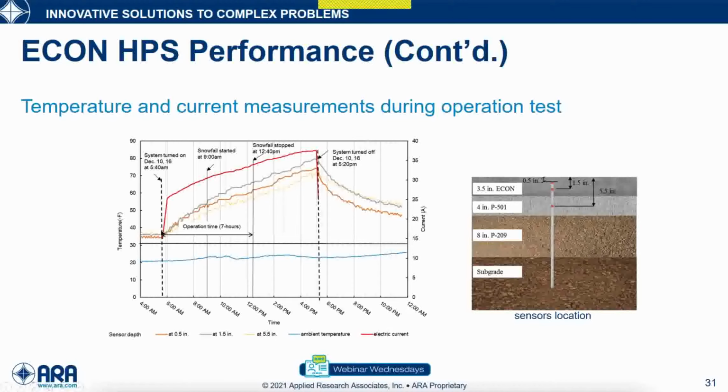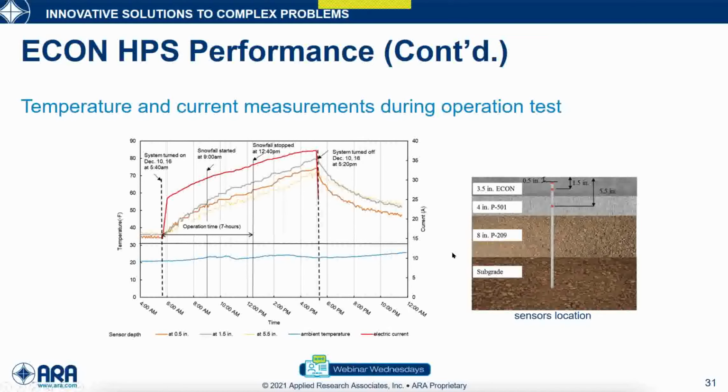So we turned on the system an hour before the snow fell. And then the snow lasted for about 7 hours. You see the temperature increase over time, and the red line is the amount of current withdrawn from the system. And we placed the sensors at different depths, 2 in the econ layer and 1 in the normal concrete. Actually, we also have some in the sub-base and sub-grade, just to see how heat goes. But typically heat goes to the surface layer to prevent ice and snow accumulation.